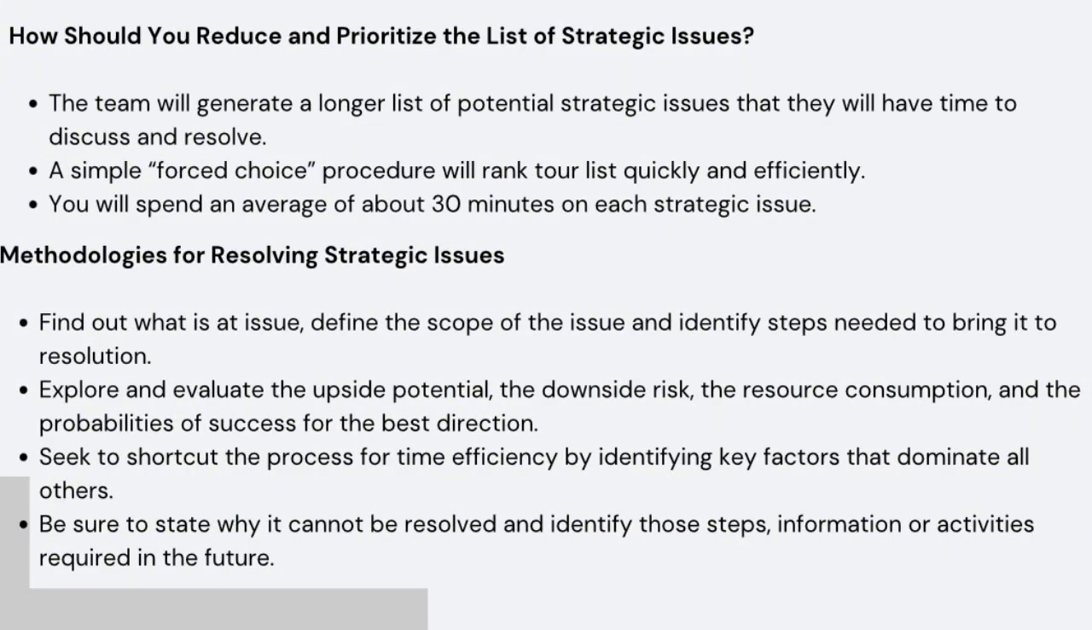So, how should you reduce and prioritize the list of strategic issues? The team will generate a longer list of potential strategic issues that they will have time to discuss and resolve. A simple forced-choice procedure will rank them quickly and efficiently. You will spend an average of about 30 minutes on each strategic issue. To reduce and prioritize the list, focus on their potential impact on the organization, such as success and urgency for action.